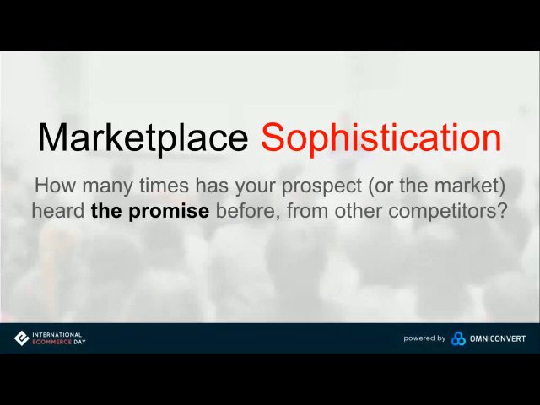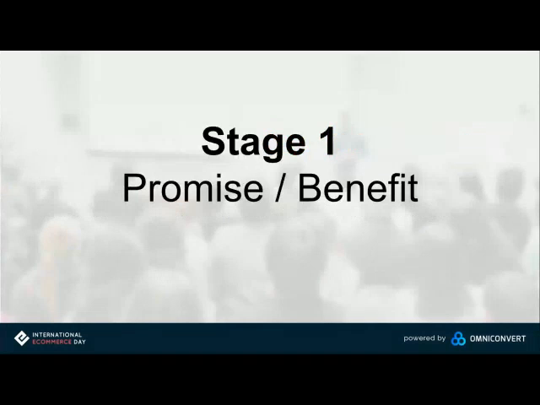And marketplace sophistication is also composed of 5 stages, and marketing and optimization at each stage is fundamentally different because the market is different. So the first stage is stage 1, the promise and benefit. Now, you're in this stage if you're the first to market, and therefore the sophistication level of the market is very low or even non-existent. So the marketplace has not heard your promise before because there's simply no other product.